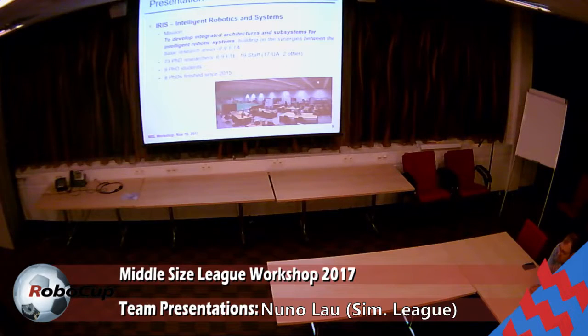Our group is called Intelligent Robotics and Systems. We call it IRIS, and the mission is to develop integrated architectures and subsystems for intelligent robotic systems, building on synergies between the basic research areas of IEETA. It includes overall 23 PhD researchers, but if we go to the full-time equivalent, so if we consider the amount of time each person dedicates to research, for example, teachers only dedicate 50% of their time to research, then we go to a number of around 7.